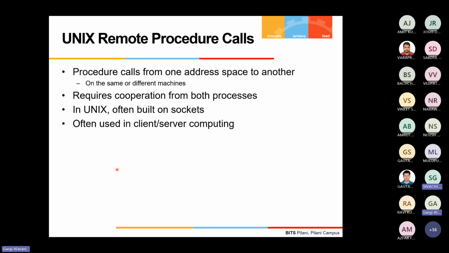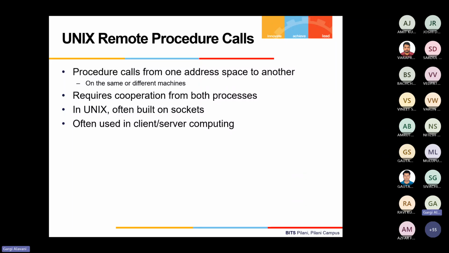Basically, these are procedure calls from one address space to another, where we call a procedure located in a different address space, which could be on the same machine or on a different machine across the network. Unlike traditional functions, in RPC we need explicit cooperation between the client and the server process. Both sides have to agree on the procedure interface, what data will be flowing, what the format will be, and what communication protocol will be utilized.